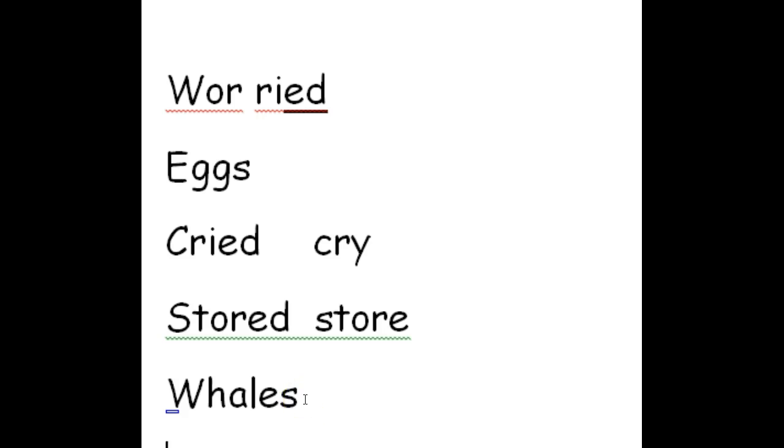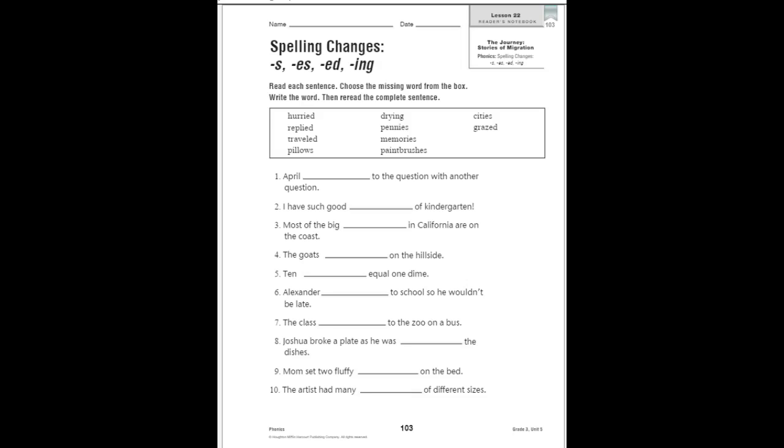Let's do some practice with this. Page 103 in your reader's notebook provides you a little bit more practice. You're going to read each sentence, choose the missing word from the box, and write the word, and then, don't forget this step, I'm a stickler for this one, reread the completed sentence. So let's read the words in the box. Hurried, replied, traveled, pillows, drying, pennies, memories, paintbrushes, cities, and grazed.